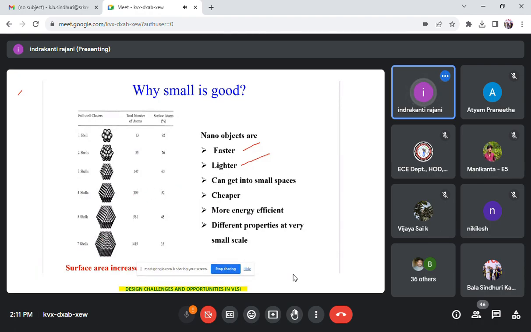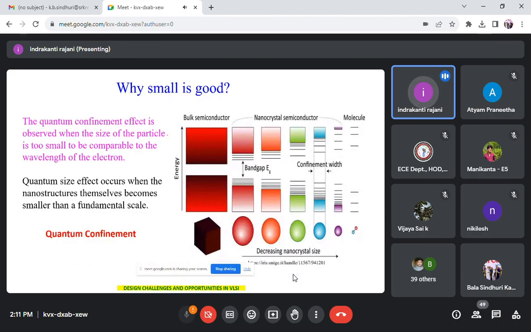As the number of shells is decreased, the surface atoms increase to a very large number. So as the size is decreased, the number of atoms on the surface increases. Thereby, the material will participate more actively in any kind of device or reaction. So this is one property which makes it different: surface area increases with respect to the size.